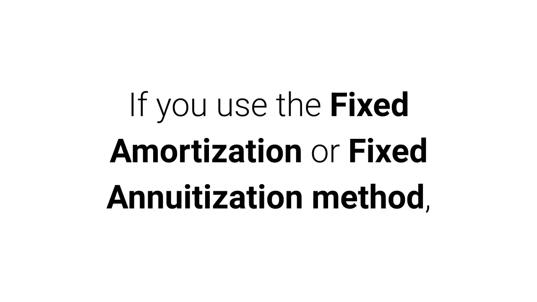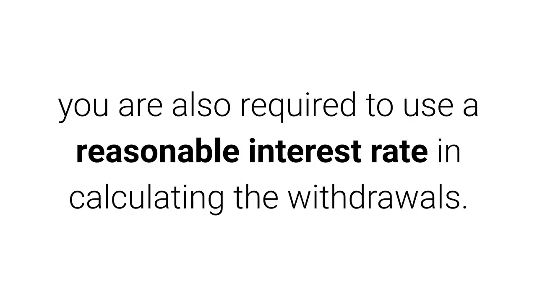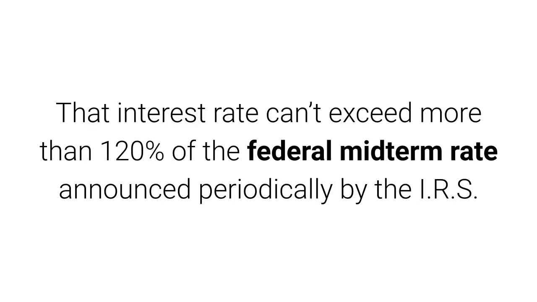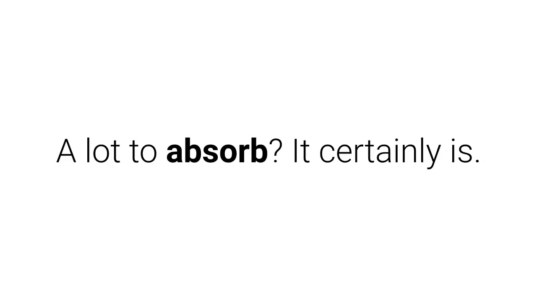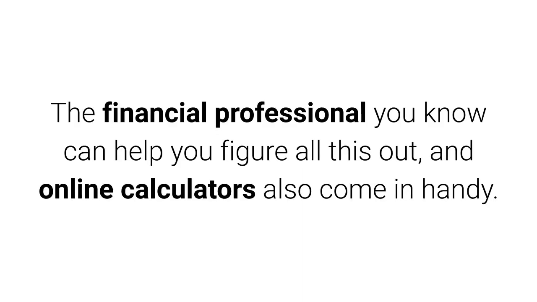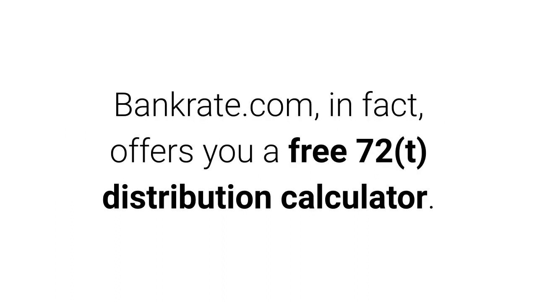If you use the fixed amortization or fixed annuitization method, you are also required to use a reasonable interest rate in calculating the withdrawals. That interest rate can't exceed more than 120% of the federal midterm rate announced periodically by the I.R.S. A lot to absorb. It certainly is. The financial professional you know can help you figure all this out, and online calculators also come in handy. Bankrate.com, in fact, offers you a free 72T distribution calculator.